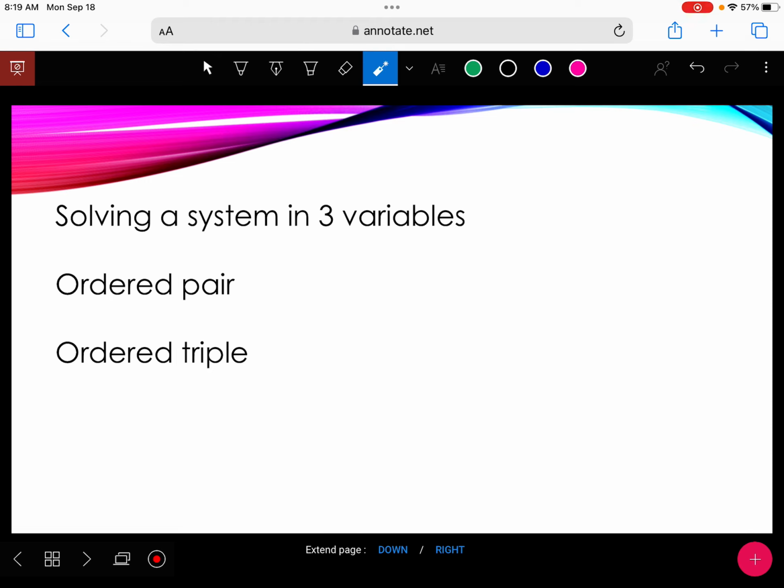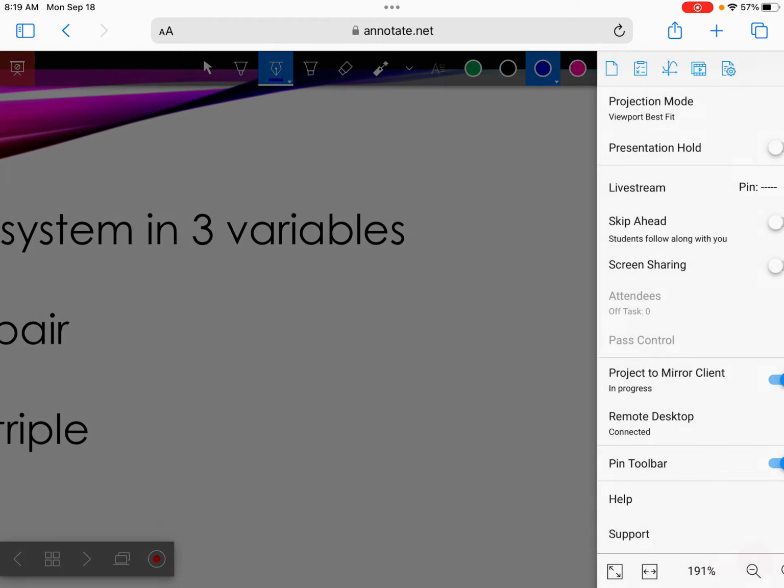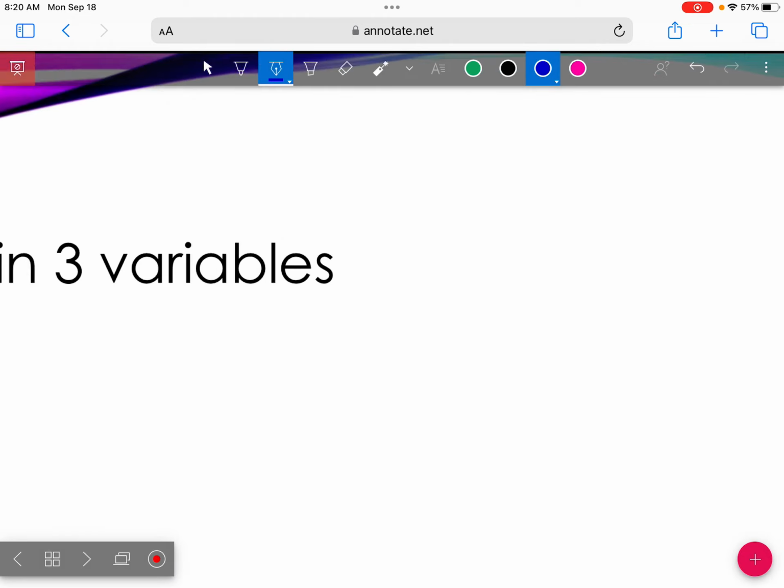So, a system in 3 variables, they look really, really scary. I promise we'll be okay. What we're going to be doing is it's going to give us 3 equations when we do this.